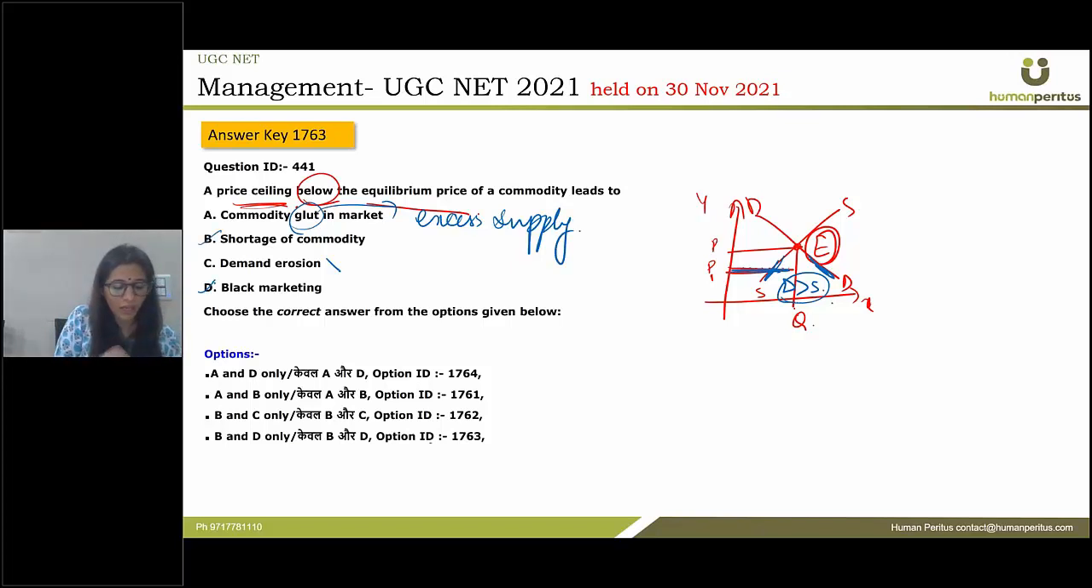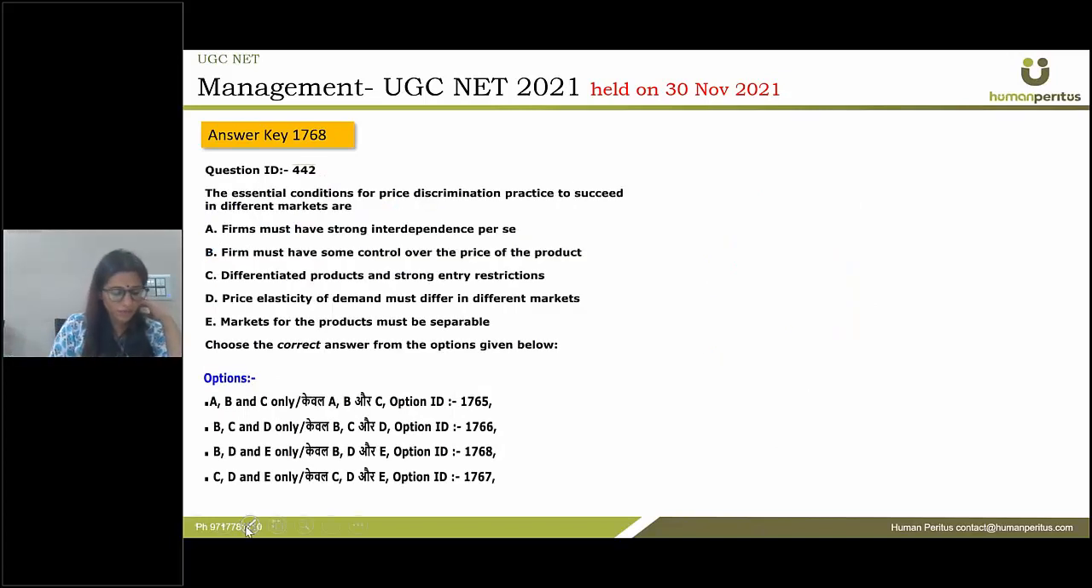Now, whenever the demand is greater than the supply, obviously there will be a shortage of the commodity, and with shortage, as a consequence, black marketing comes into the scene. So shortage of commodity and black marketing, these two are the correct among all the points given. So accordingly, what option would be the correct? It is B and D only, which is 1763. Now comes the next question.